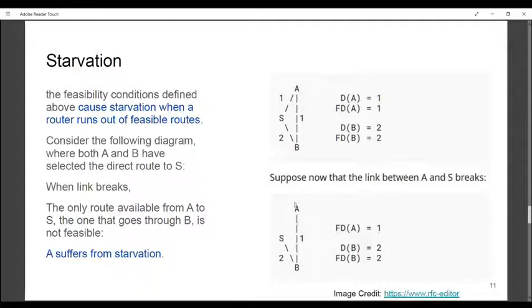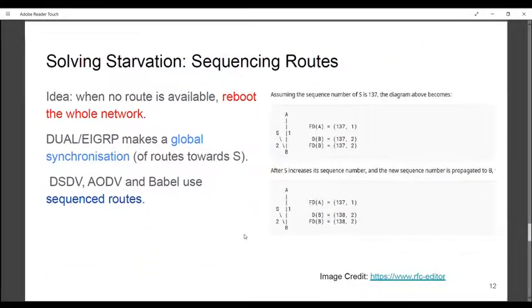will suffer from starvation. So to solve starvation, there are different techniques. One technique is that when no route is available, we reboot the whole network, but it takes a lot of time to do that. So the sequence number is introduced to solve the starvation problem. A sequence number is assigned to the route. Every route carries a sequence number, which is a non-decreasing integer that is propagated unchanged throughout the network, and it is only ever incremented by the source.